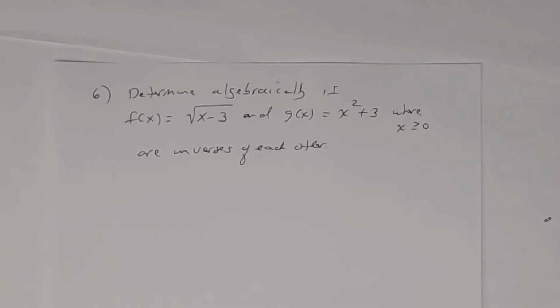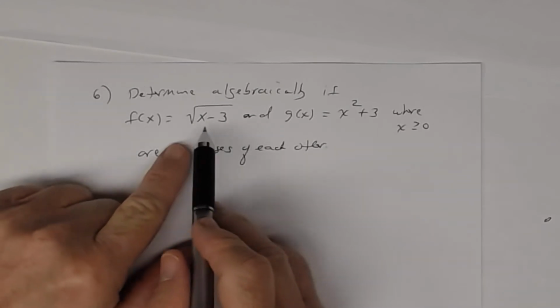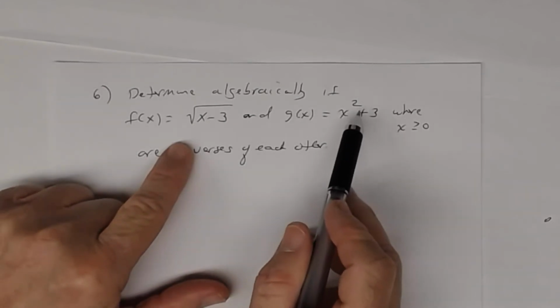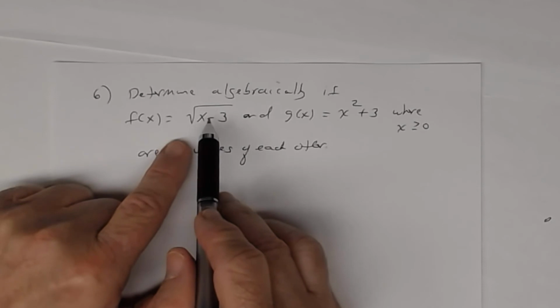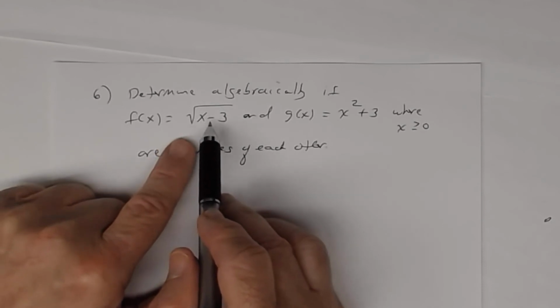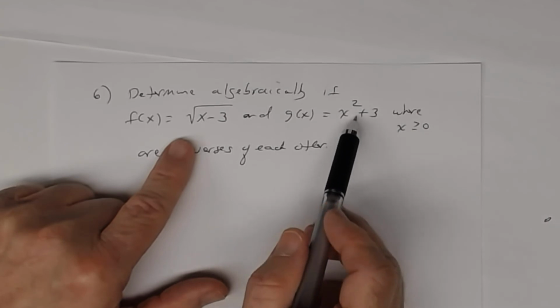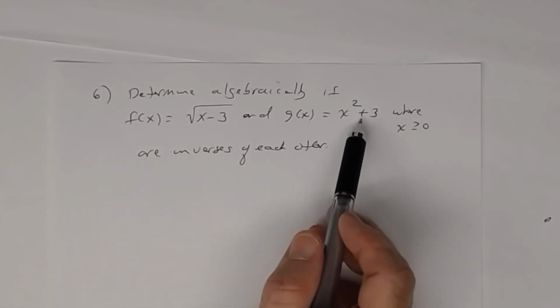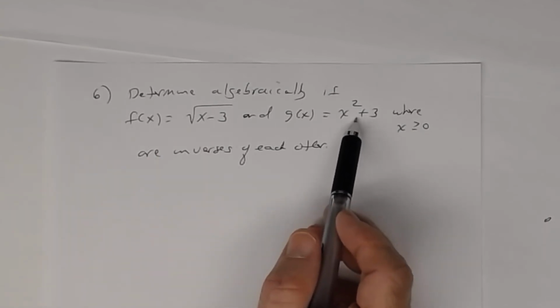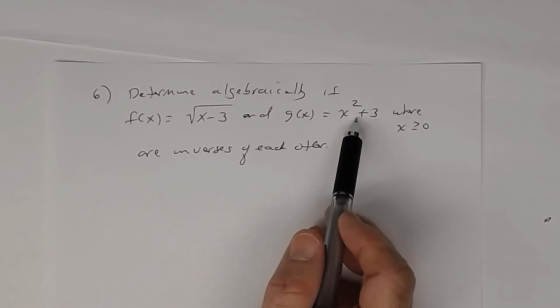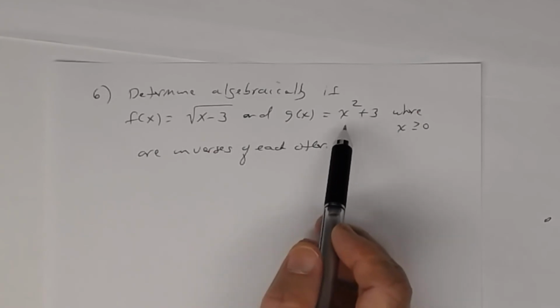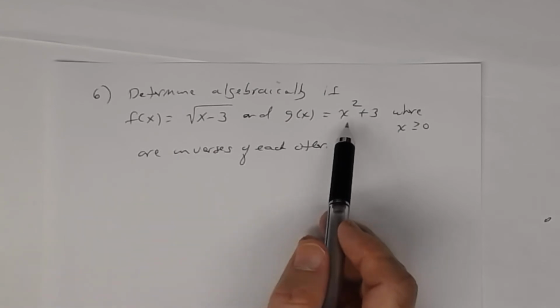All right, so number 6. So you have this square root function here, and you have this quadratic function here. So f of x is the square root of x minus 3, and g of x is x squared plus 3. Now, you learned about inverse. You learned about one-to-one functions. So if a function is one-to-one, then it's going to have an inverse. So in order for a function to have an inverse, it must be one-to-one.